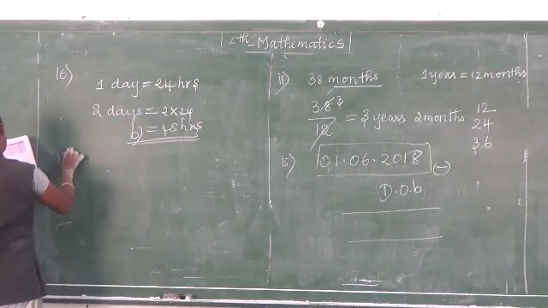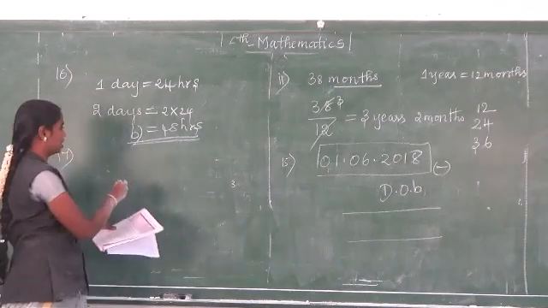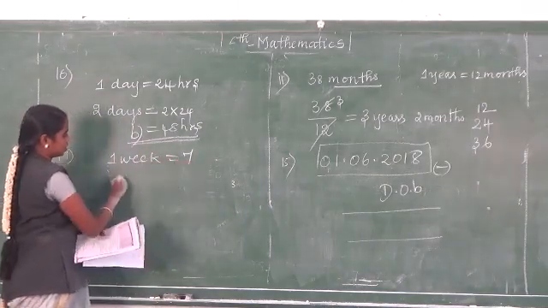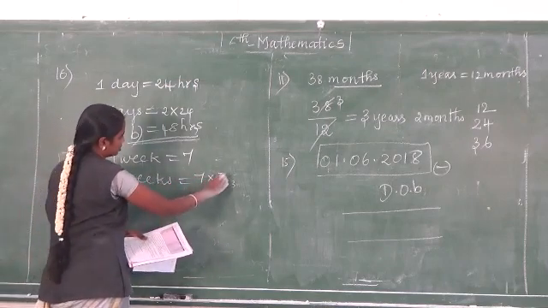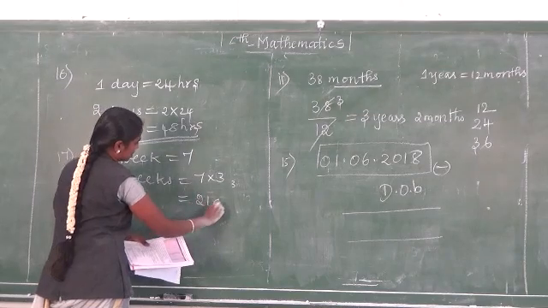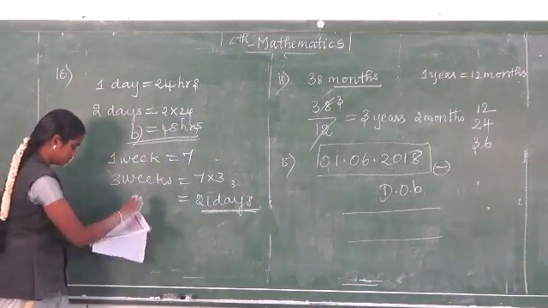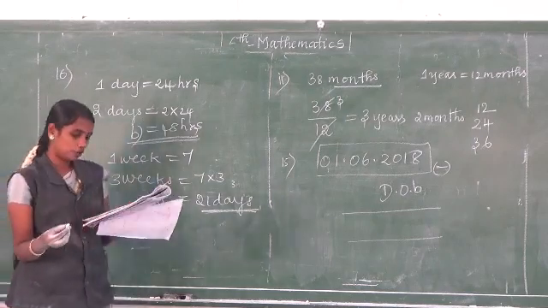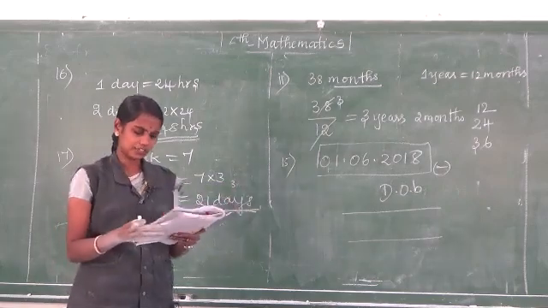Then question number 17, 3 weeks equal to how many days? 1 week equal to 7 days, 3 weeks, so multiply 7 into 3, 21 days. Answer is option A.